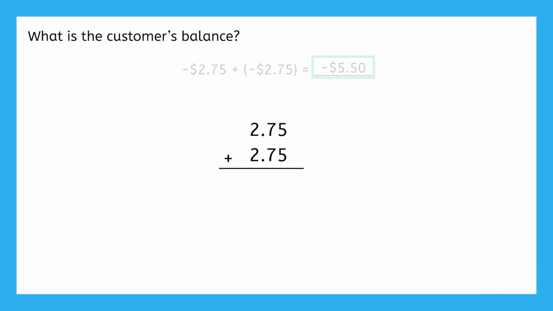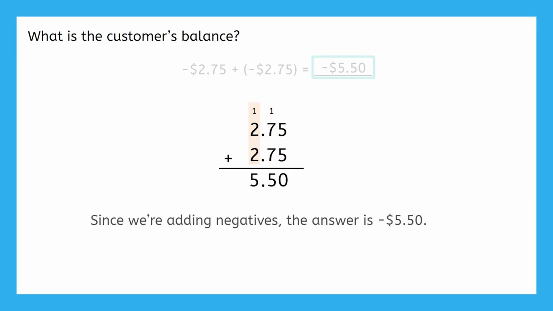Check your work. Bring down the decimal first, so we don't forget that later. Now add like normal. 5 plus 5 is 10. We put 0 in the hundredths place and regroup 10 hundredths as 1 tenth. Next, 1 plus 7 plus 7 equals 15. So place 5 in the tenths place and regroup 10 tenths as 1 whole. Finally, 1 plus 2 plus 2 is 5. Since we're adding negatives, the answer is negative. Our customer's total is negative $5.50. We found the same balance with both methods.